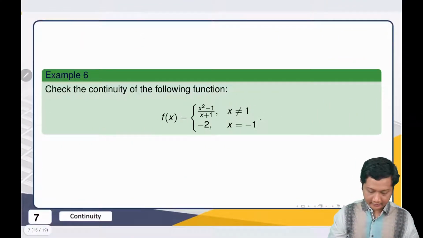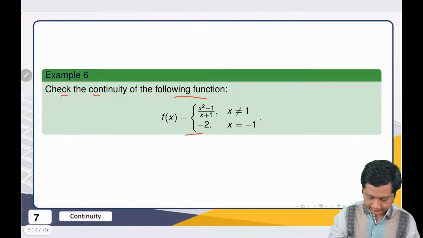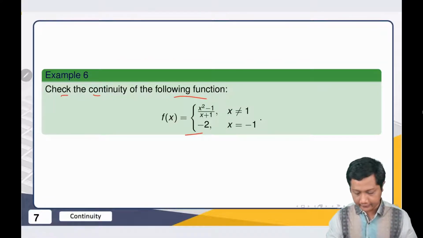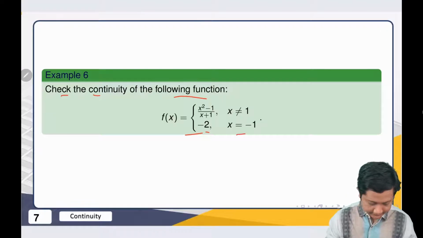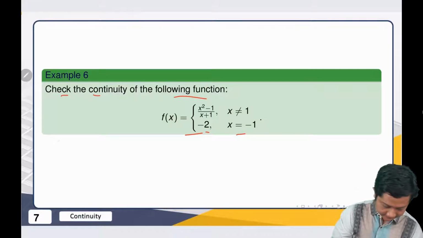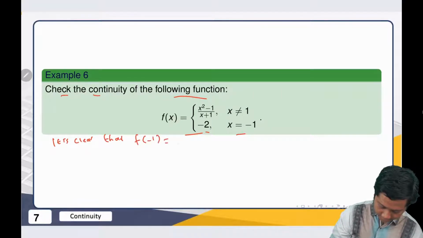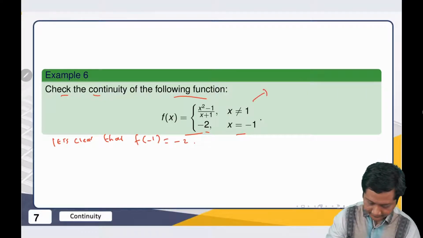And the next one, we will check the continuity of this function. We have f(x) defined here when x is not equal to -1, and it is equal to -2 when x is equal to -1. We will check. First, what we have to check is clear that f(-1) = -2. Please note that it is a rational function when x is not equal to -1.